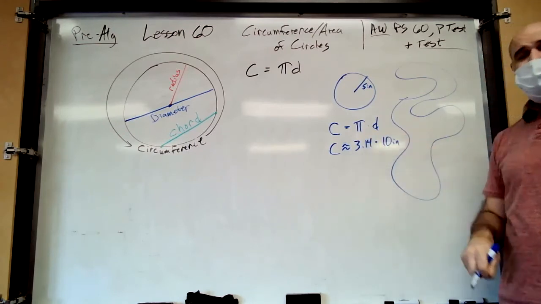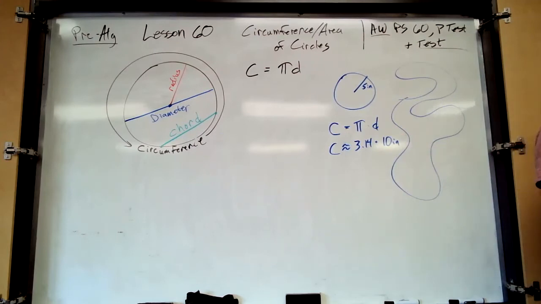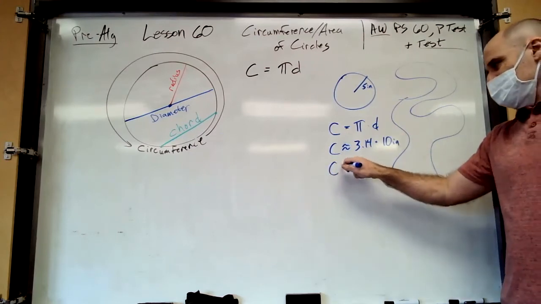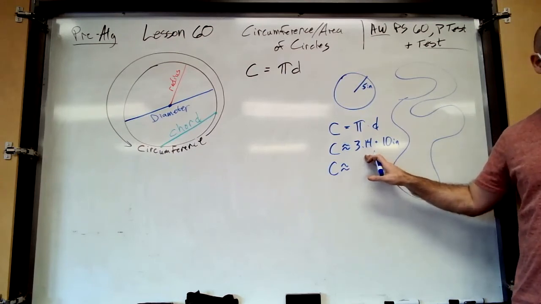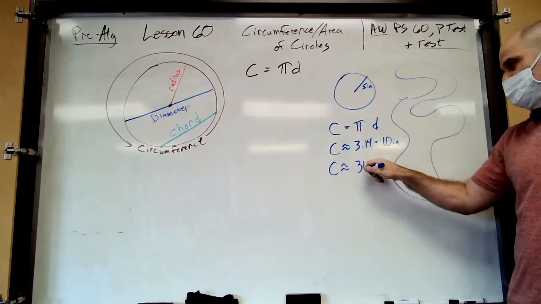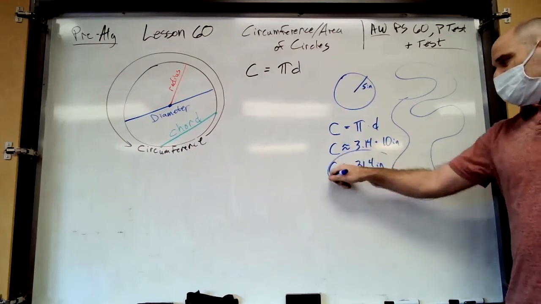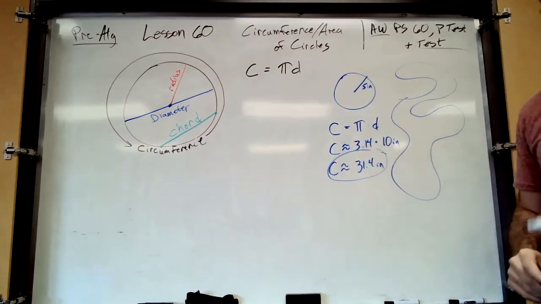10. Right, so you're only given the radius, which is half the diameter. So now when you multiply, how do you multiply a decimal number by 10? You just move the decimal over one place. Good, very good.